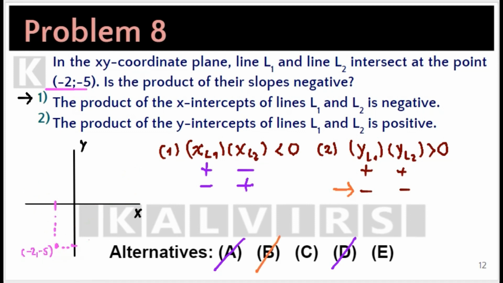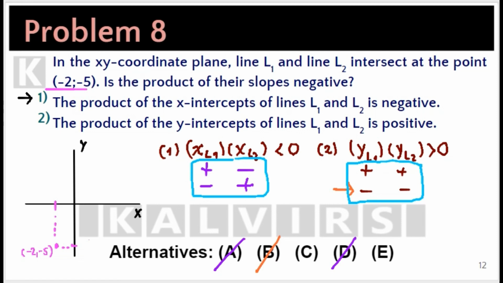Choice B is discarded. Now, we need to use both statements together in order to know what the answer to the question is. From statements 1 and 2 together, the lines must fit this requirement and this requirement. So, same sign for the y-intercepts and different signs for the x-intercepts.